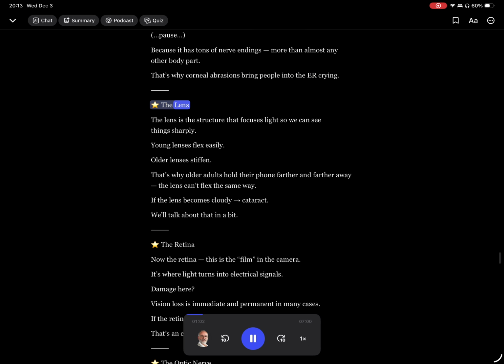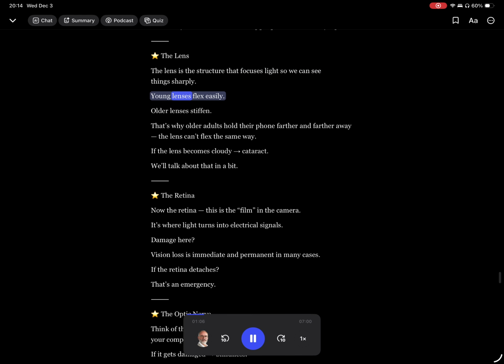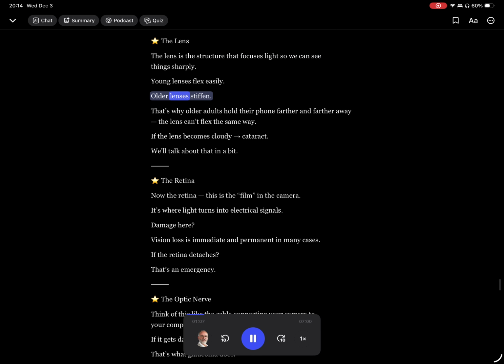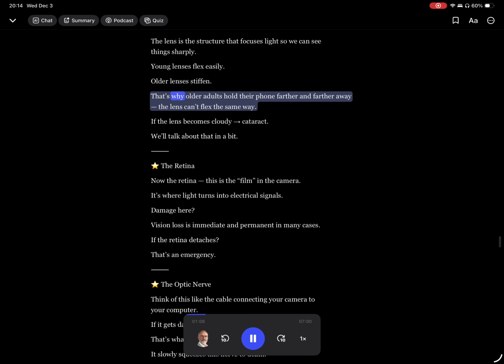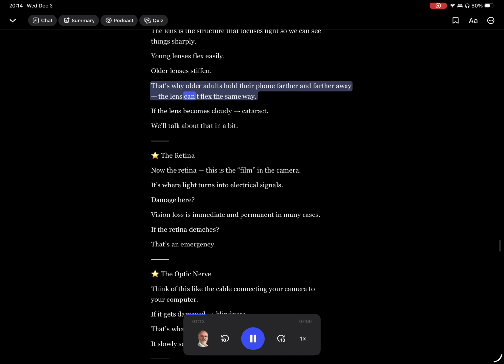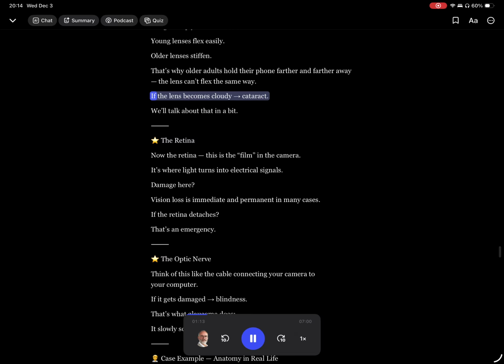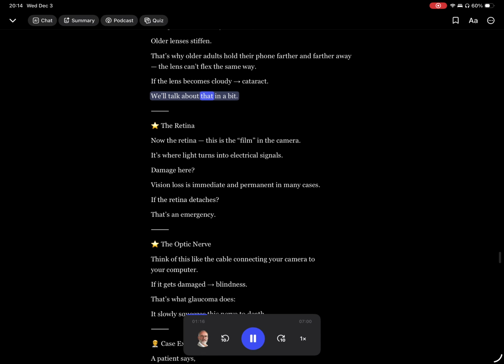The lens. The lens is the structure that focuses light so we can see things sharply. Young lenses flex easily. Older lenses stiffen. That's why older adults hold their phone farther and farther away. The lens can't flex the same way. If the lens becomes cloudy, cataract. We'll talk about that in a bit.